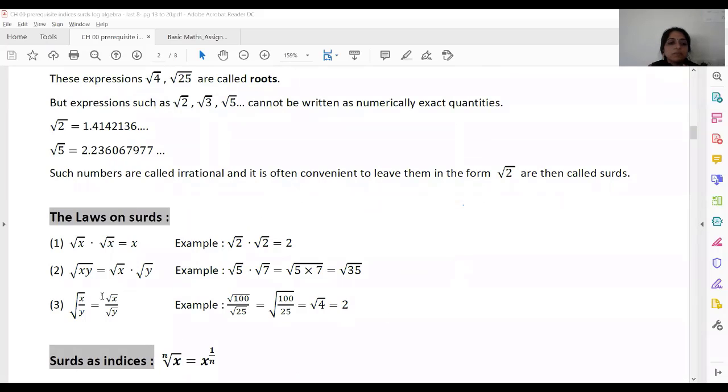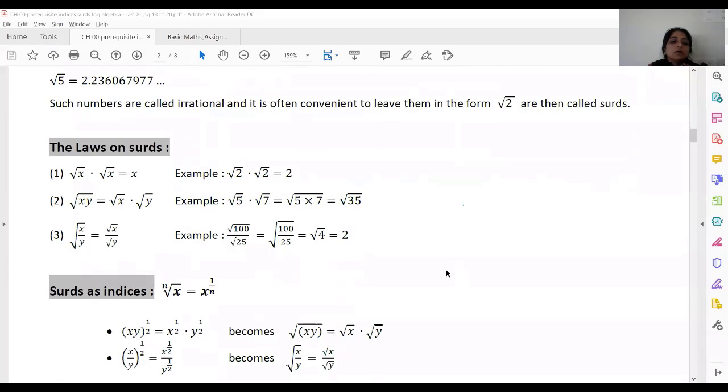Now, surds as indices. The nth root of x we can represent as x raised to 1 by n. We can also write the cube root of x as x raised to 1 by 3. Similarly, the fifth root of x is x raised to 1 by 5.